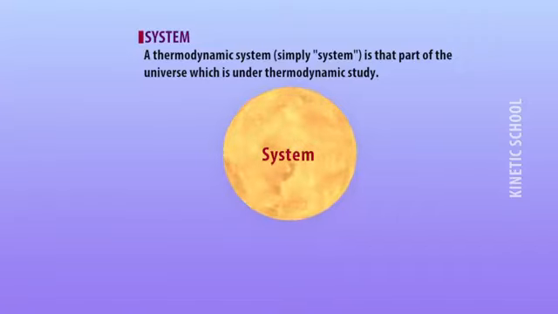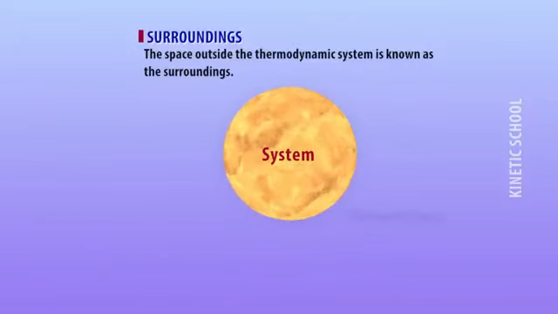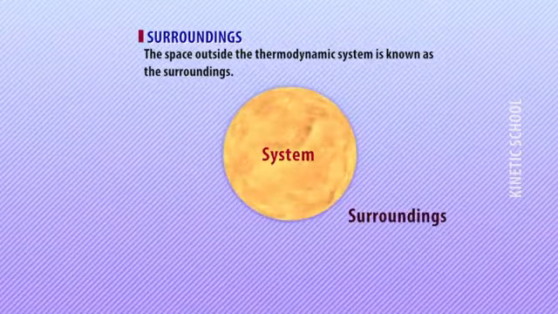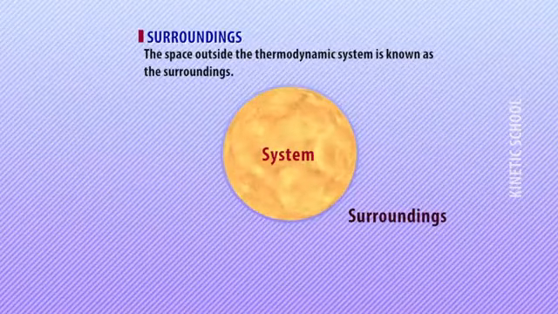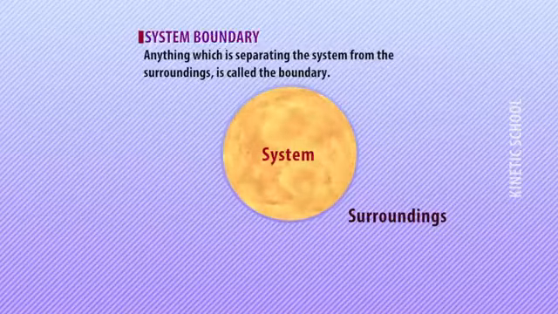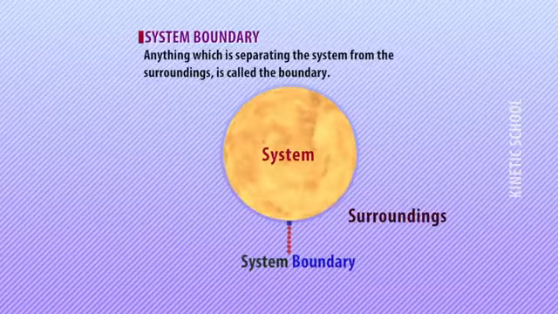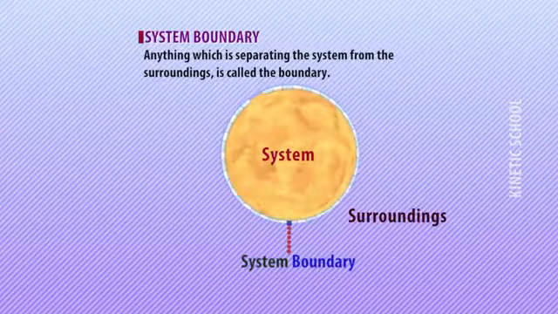Thermodynamic terms. System. A thermodynamic system, or simply system, is that part of the universe which is under thermodynamic study. Surroundings. The space outside the thermodynamic system is known as surroundings. System boundary. Anything which is separating the system from the surroundings is called boundary.